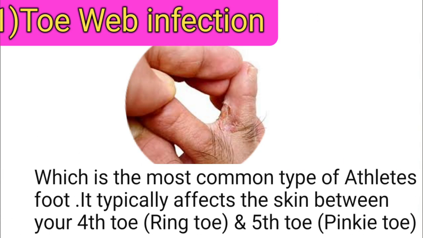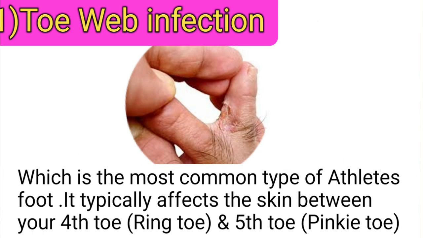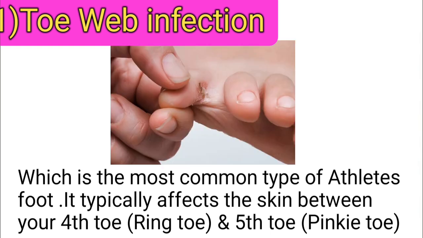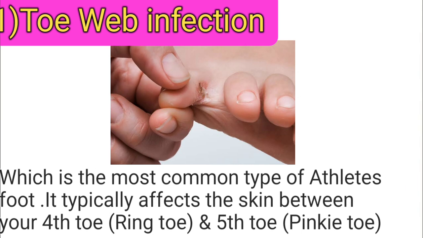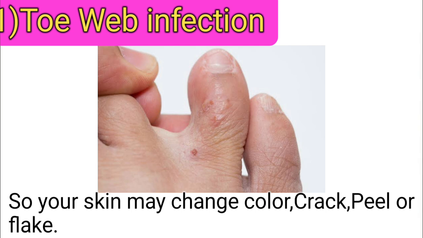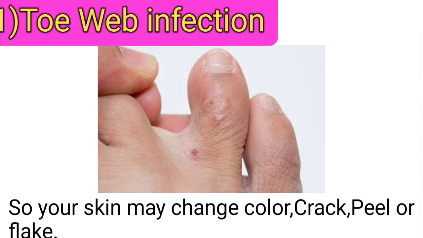Number 1, we have toe web infection, which is the most common type of athlete's foot, and it typically affects the skin between your 4th toe, which is the ring toe, and the 5th toe, which is the pinky toe. So your skin may change color or crack, peel, or flake.